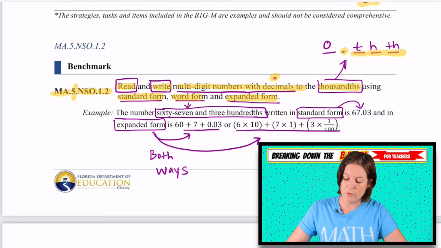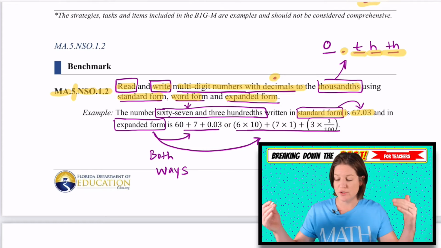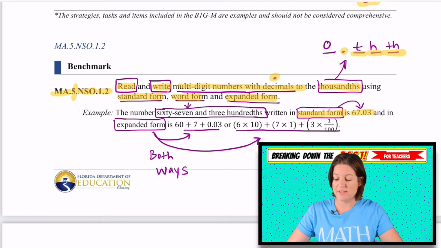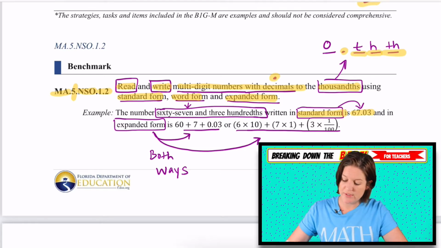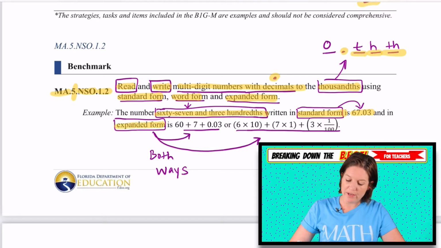So standard form, in the example they show you, is the regular way that you would write a number, just grouping your digits together. And then word form is taking the standard form and writing it in words. So this is 67 and 3/100ths. And then for expanded form, we have a couple ways.